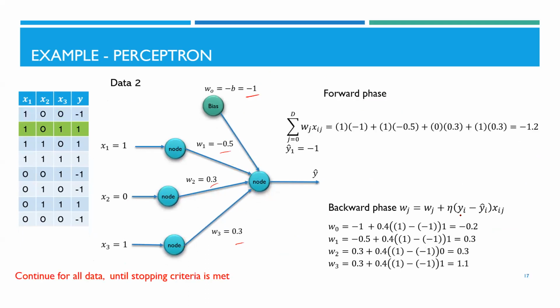After we get this, the structure is still the same, but the weights have been updated. So we use the new weights to apply the second data, and do exactly the same thing. For the second data, x1 is 1, so the input will be 1, and here will be 1. x2 is 0, so input 0, output 0.